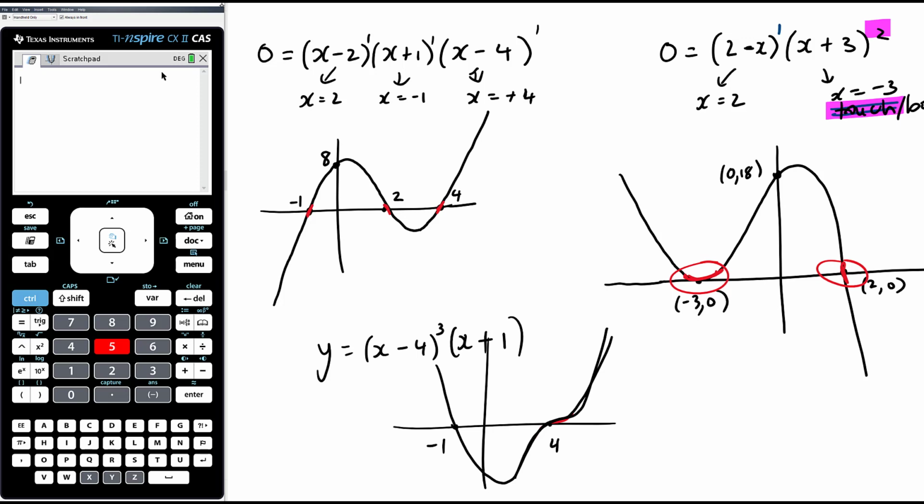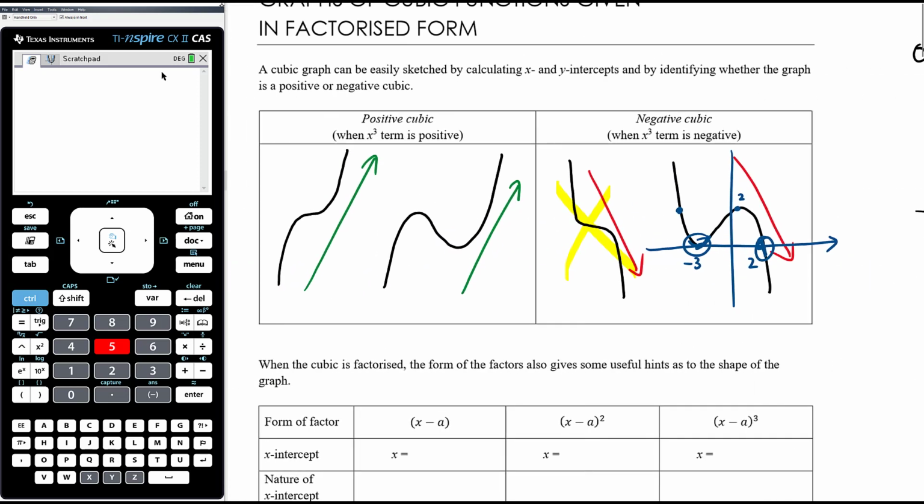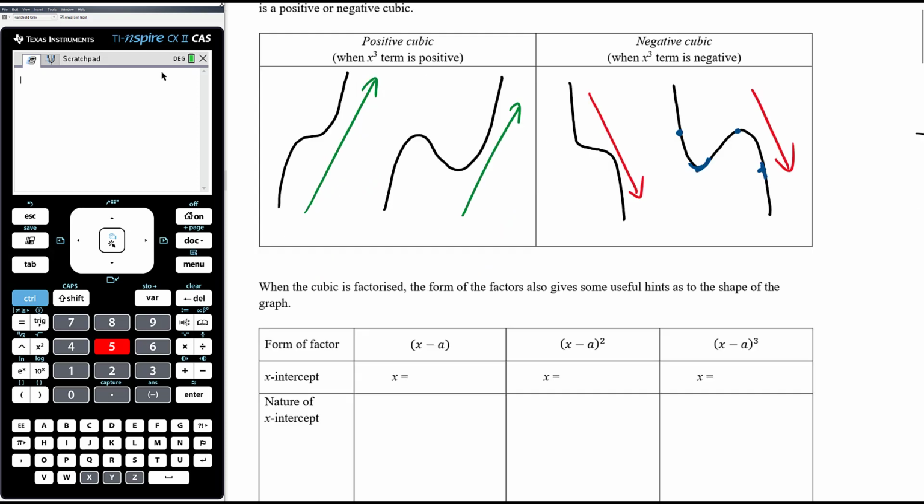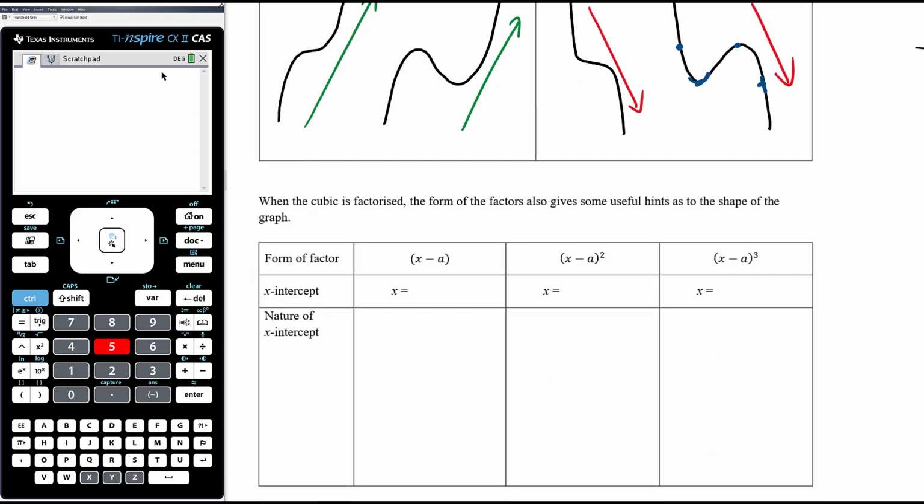Alright, so factorized form tells us a lot about what the graph looks like, about where the x-intercepts are, but also about the shape of the graph at those x-intercepts. If we have a factor that is just a linear factor, x minus a to the power of 1, that tells us that there is an x-intercept when x equals a, and that at x equals a, the graph is going to be cutting through the axis at that point. It cuts the axis.